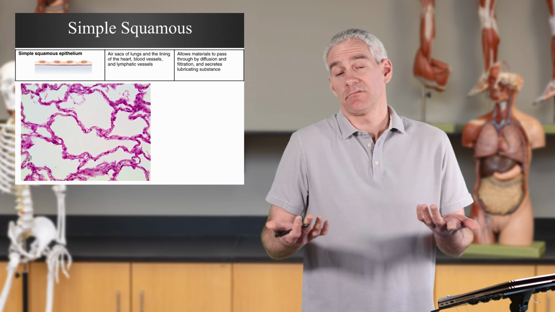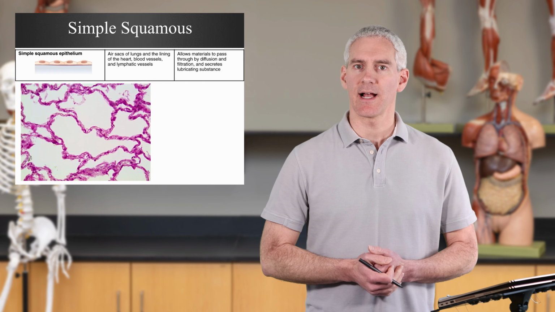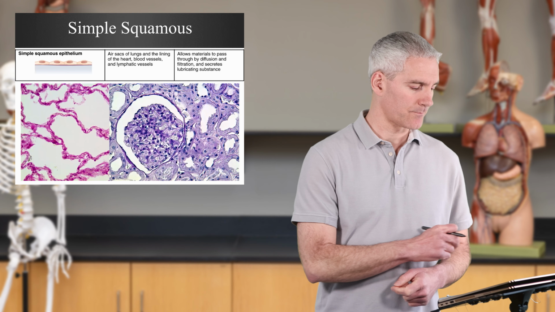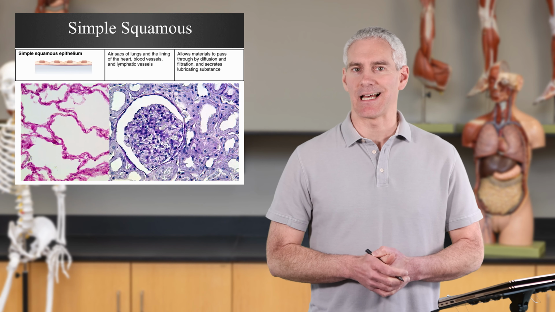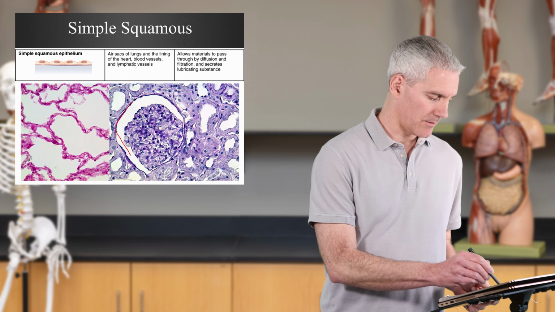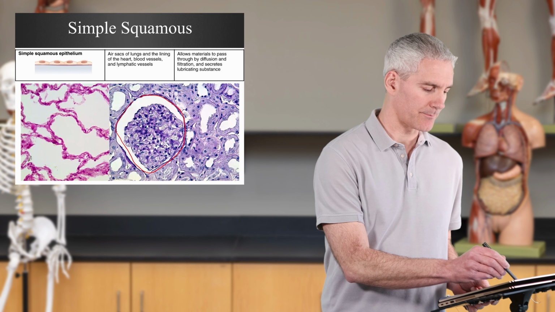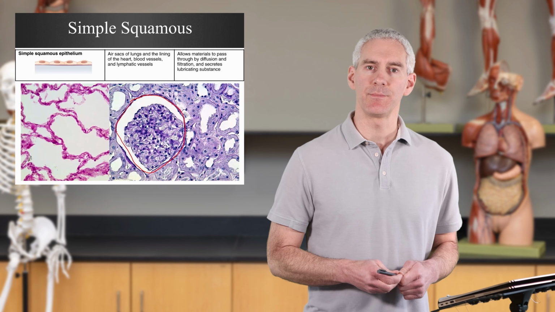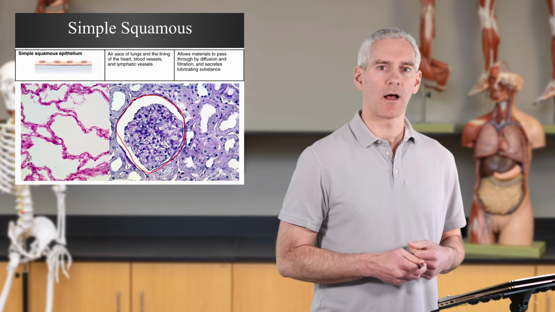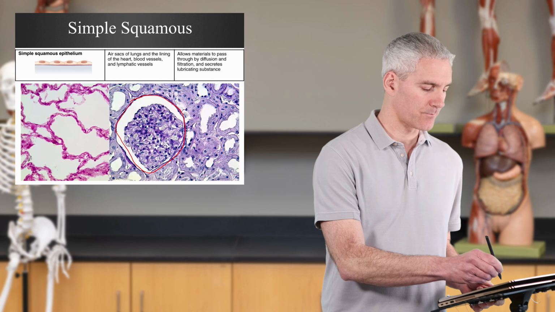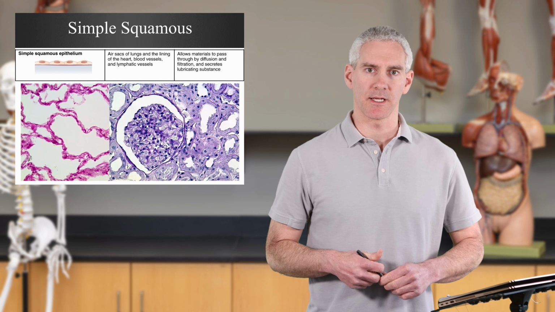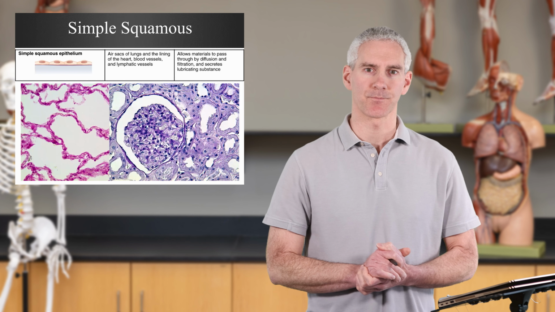For location, you can pick up air sacs of the lungs. You can also look at it as the lining inside of the kidneys. This, right here, tracing around, is going to be the simple squamous epithelium around a kidney particle. So that's going to form basically the covering around the glomeruli, around the kidney structure there.